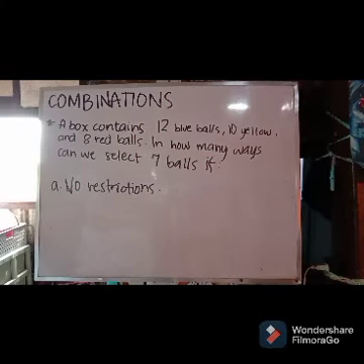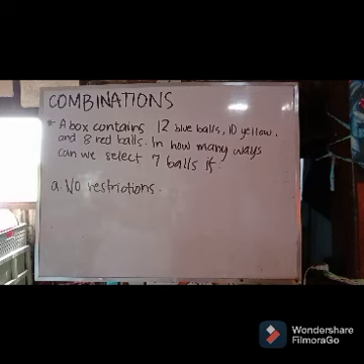Now for the last problem in statistics and probability, the combinations. So the problem is, a box contains 12 blue balls, 10 yellow, and 8 red balls. In how many ways can you select 7 balls if there are no restrictions?